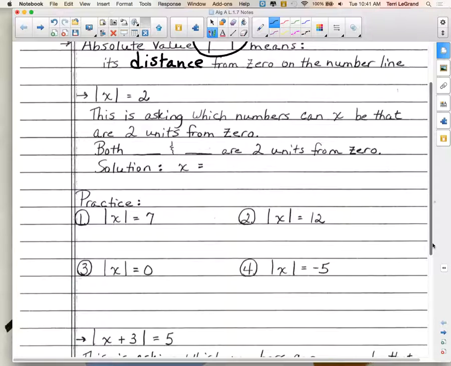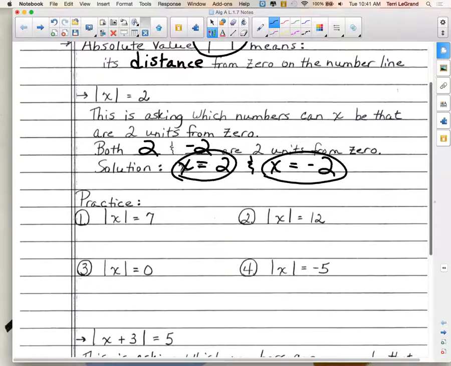2 is, and so is negative 2. They both are 2 units away from 0. One's to the right of 0, the other one's to the left of 0. But they're both 2 units of distance away. So we would say the solution to that equation, the absolute value of x equals 2, is x equals positive 2 and x equals negative 2. We have 2 solutions to that equation. So typically up to this point, we've only had one solution. There are going to be times when we're solving these absolute value equations that we will get 2 solutions.